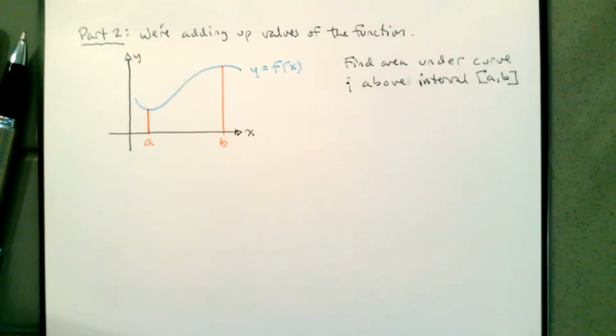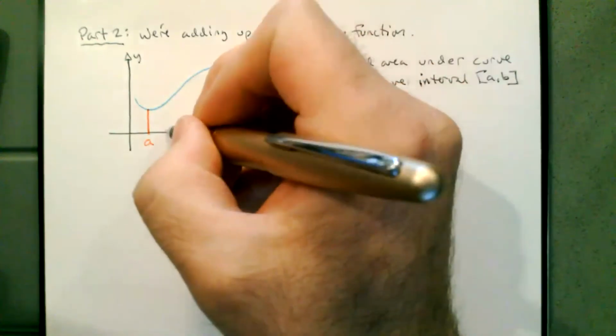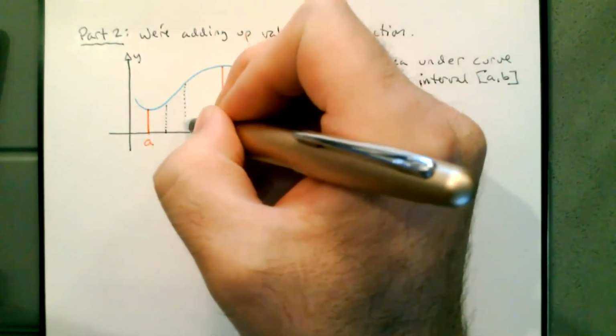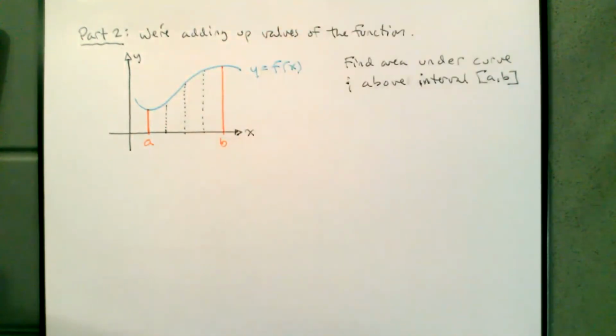So we're going to do the rectangle thing. We're going to break the interval from A to B up into subintervals. And on each subinterval, I'm going to assume that the function is constant. So we're going to divide the interval AB into a bunch of subintervals with the width that we'll call delta x.